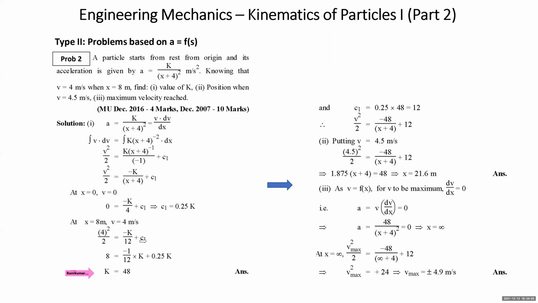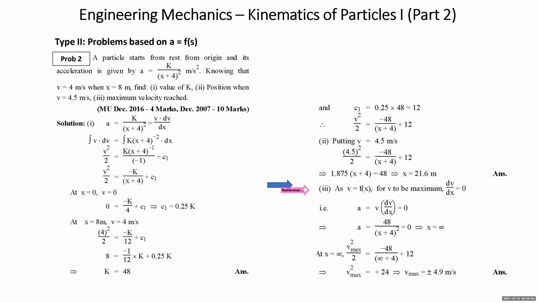This is also one of the answers. Once you get k as 48, C1 will also be known to you as 0.25 k means what? It is 12. So C1 is 12, we have derived. Now finally the velocity expression is like this, v square by 2 is equal to minus 48 upon (x plus 4) plus 12. Second part of the sum, he is asking you to find out the x value when v is 4.5. So we just substitute the value of v as 4.5 and x is arrived as 21.6 meter.